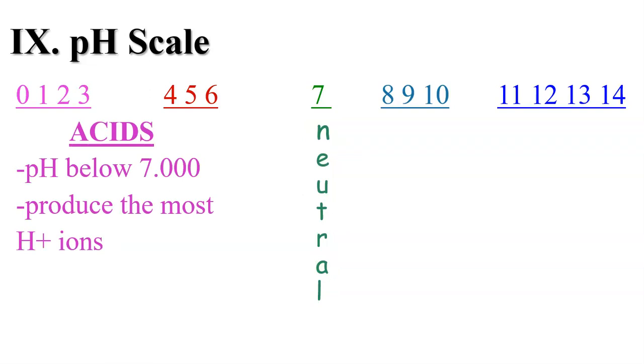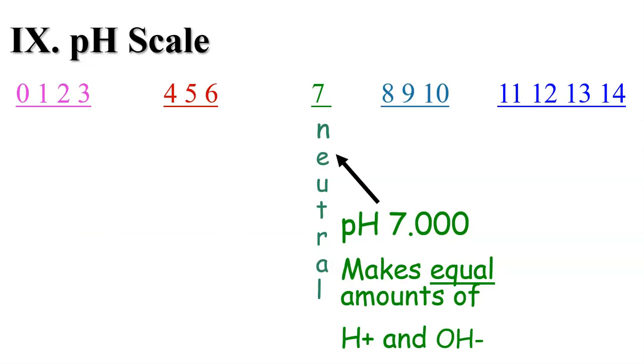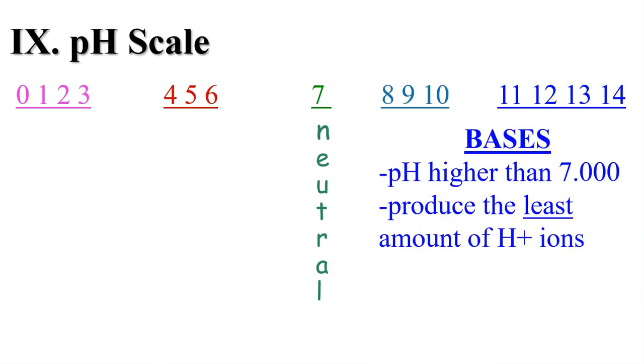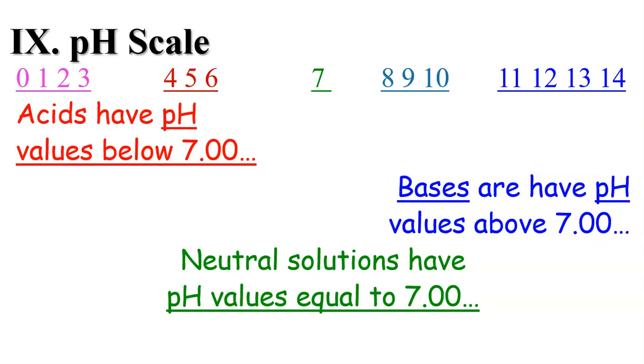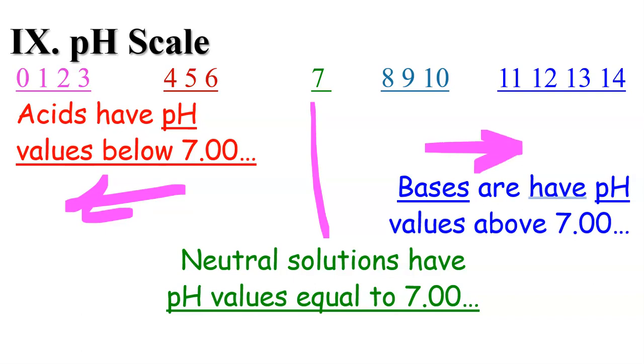Acids, on our pH scale, are below 7, and they produce the most H+ ions. Okay, so over here we have the most H+ ions. And our pH at 7 makes equal amounts of H+ and OH. And then bases will have a pH that's higher than 7 over here and produce the least amount of H+ ions. Okay, so acids have a pH below 7, neutral is at 7, bases are higher than 7.